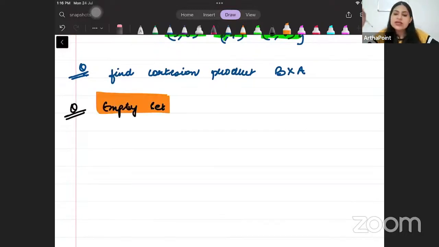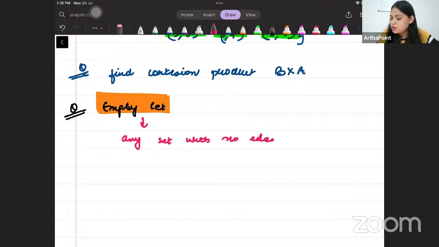An empty set is a set which does not have any element in it. It is empty by the name. So an empty set is any set with no elements in it. But if it is an empty set, now just think about it.